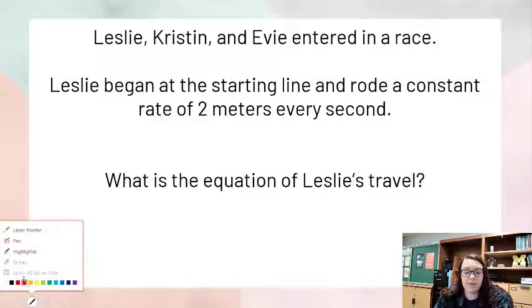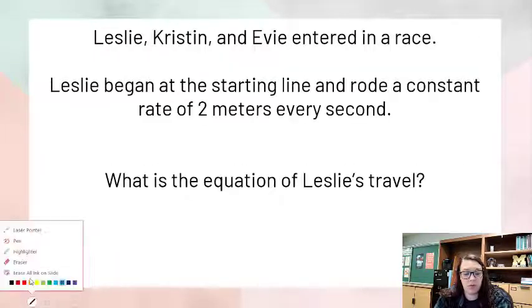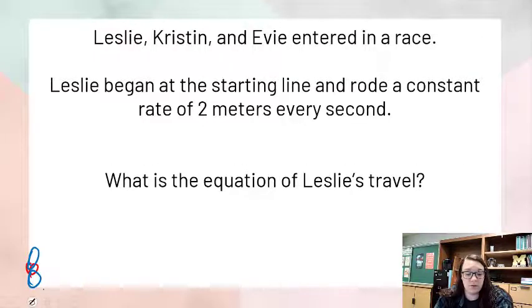So we've talked a lot about different equations with the context of tiles and patterns, and that's the mindset here. If I can get my pen to work, that would be super cool. There it goes. All right, let me start fresh on this slide. We've got Leslie, Kristin, and Evie who entered a race. Leslie began at the starting line and rode a constant rate of 2 meters every second. Now, that's pretty fast. I'm going to guess she's on a horse or something. I want to know what's the equation of Leslie's travel.